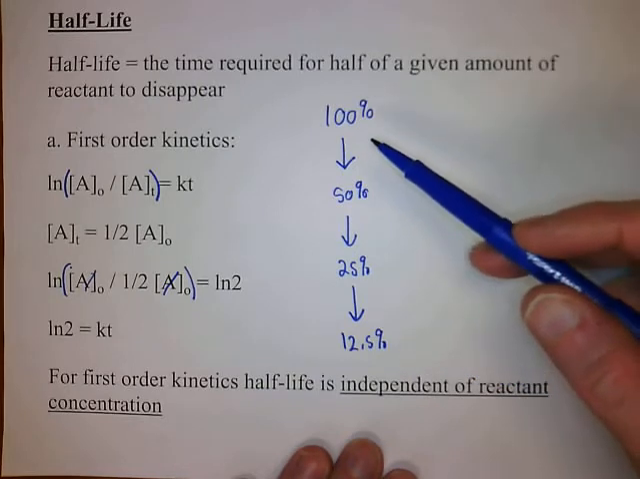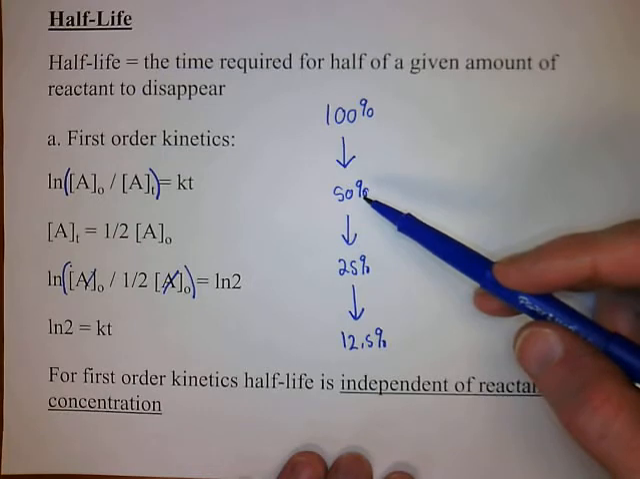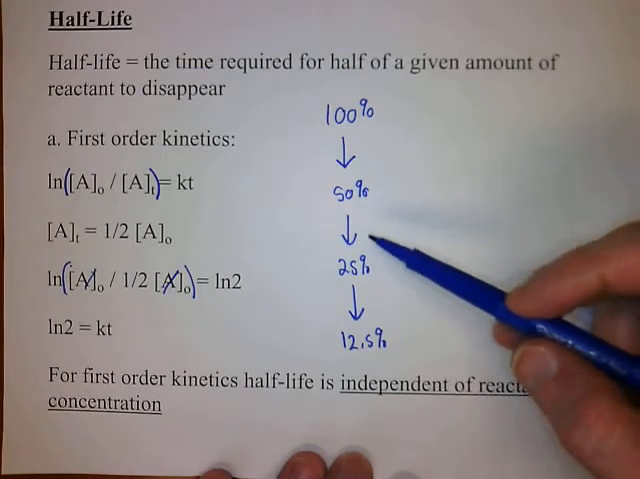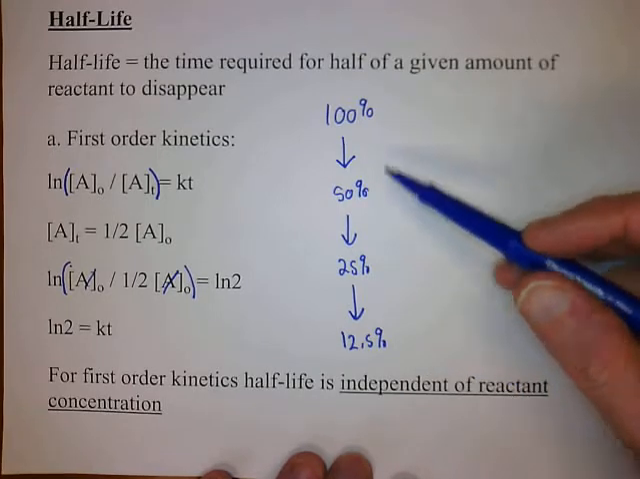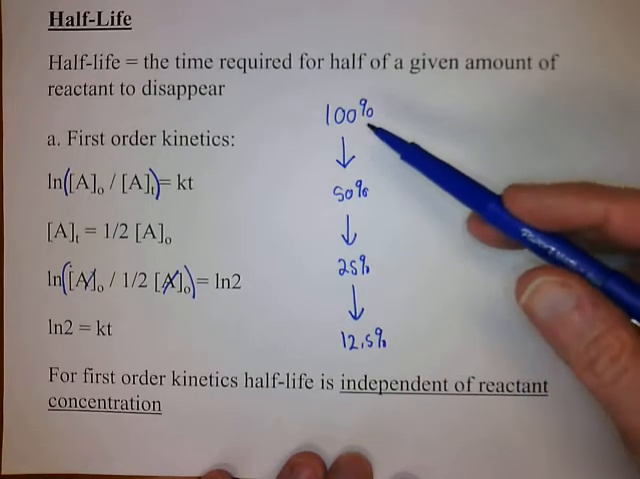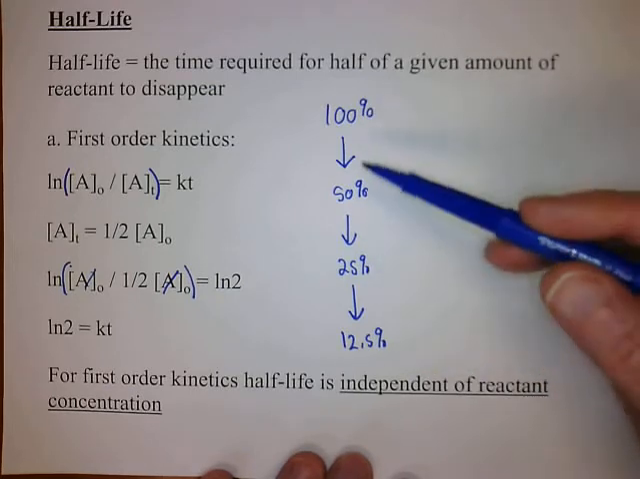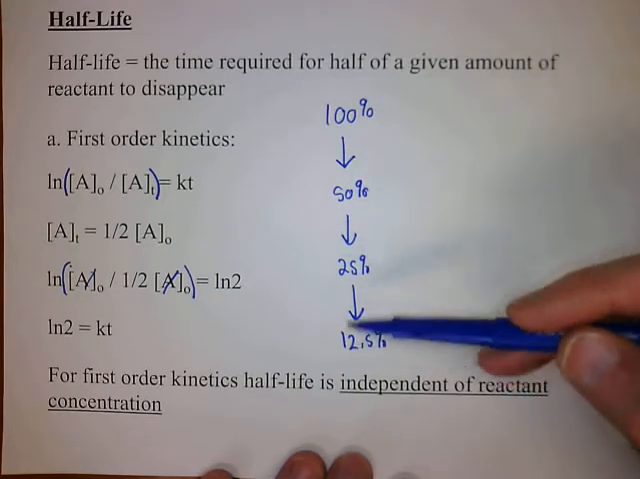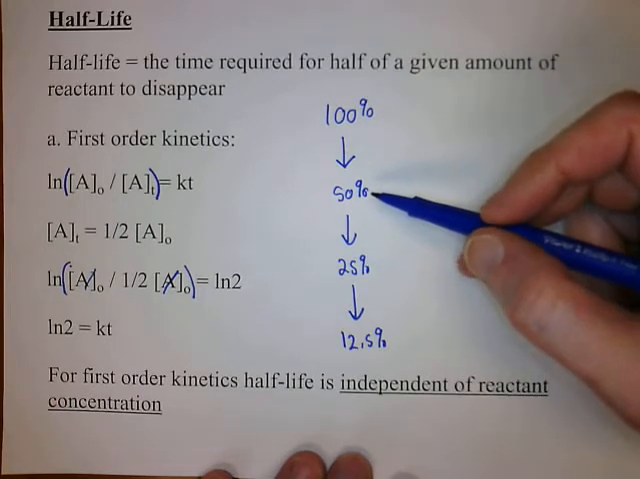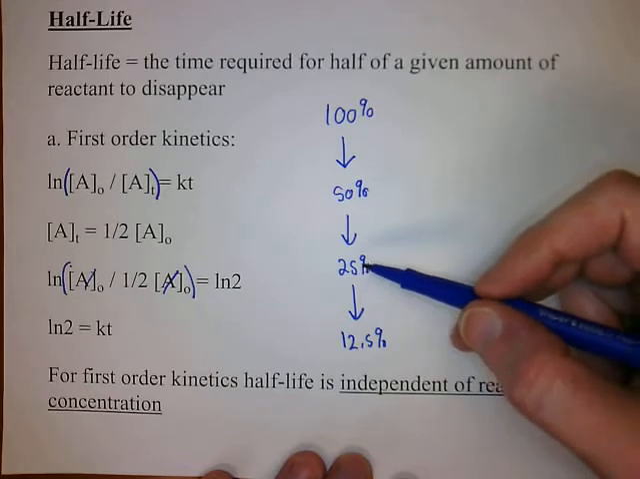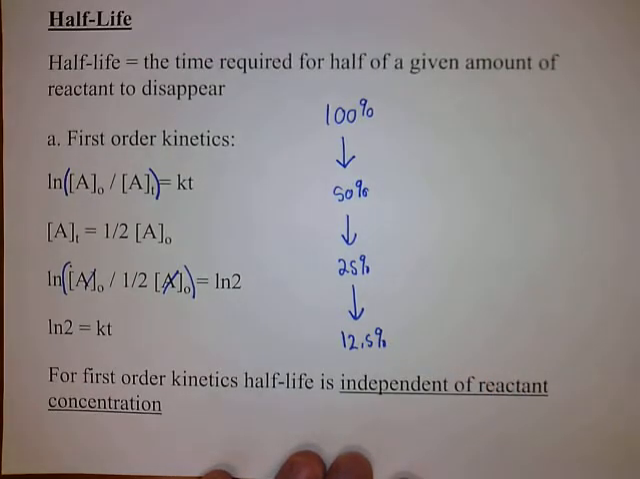So it takes the same time to drop from 100% to 50% as it does from 50 to 25, as it does from 25 to 12.5, because the reaction is slowing down. But each of these is half what's before. And one more time, it's the same time period. So this would go from here to here, would take the same time as from here to here, as from here to here. It's the time required for half of your material to disappear.